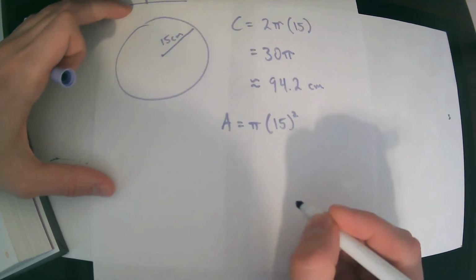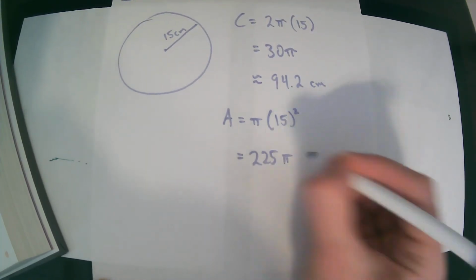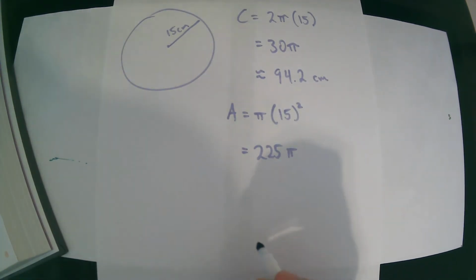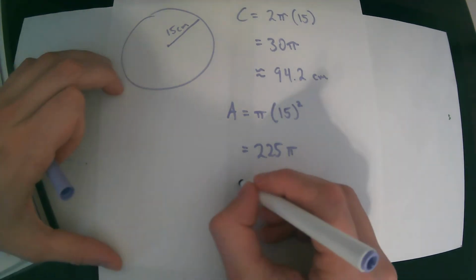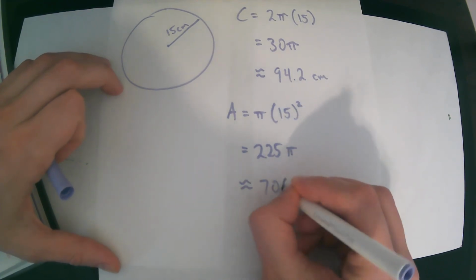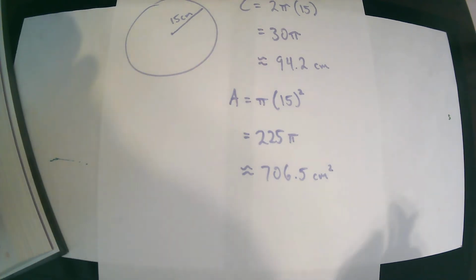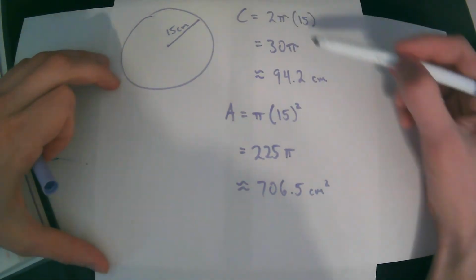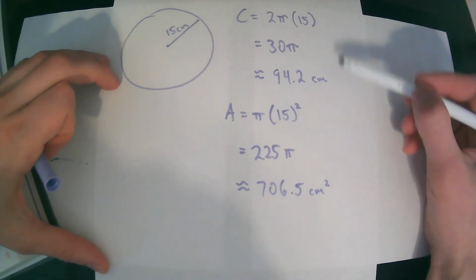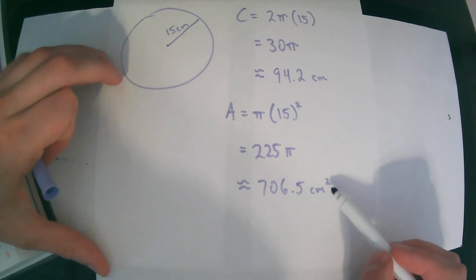My area is going to be pi times the radius squared, so that's going to be 225 times pi. 15 squared is 225, and then to get an approximate answer, I'll plug in 3.14 for pi, multiplied to get 706.5 centimeters squared. So notice circumference is measured in centimeters, a single dimension unit, and area, of course, is measured in square units.